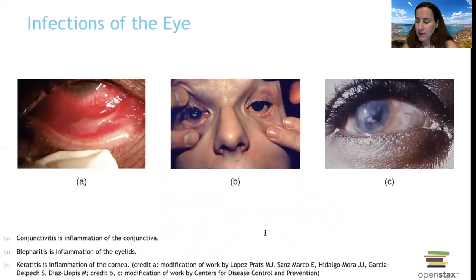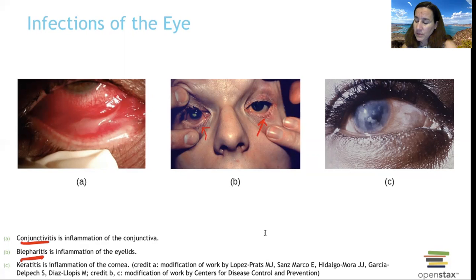Infections of the eye. Conjunctivitis is just like it sounds, when the conjunctiva is infected. So pink eye is that. Blepharitis, I have never seen this one actually in real life, but we have a picture of it, and it is inflammation of the eyelids. So look at this one compared to this one. That is some interesting stuff there. Blepharitis, eyelids. Conjunctivitis, the conjunctiva.